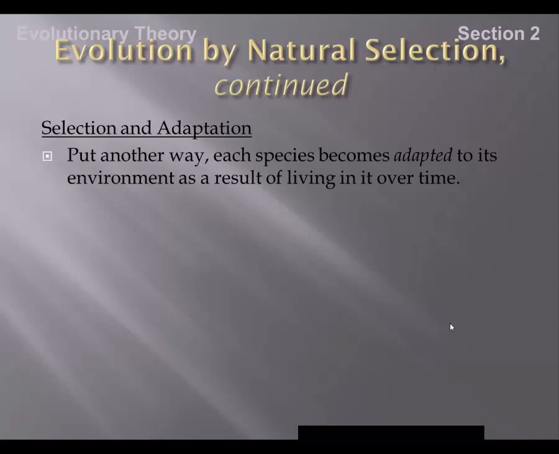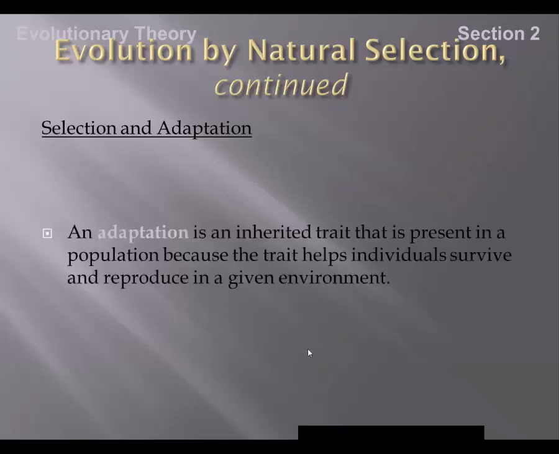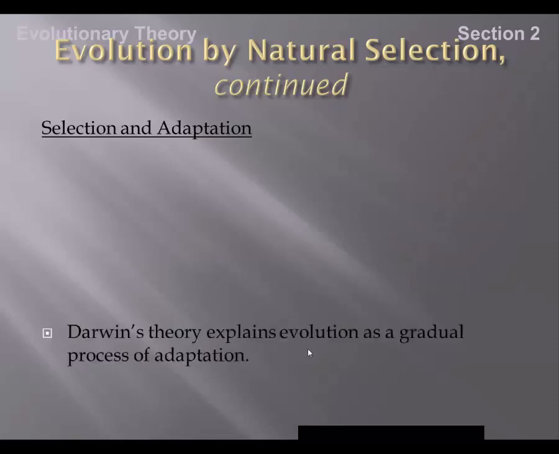So each species becomes adapted to its environment as a result of living in it over a long period of time. And adaptation is an inherited trait that is present in a population because the trait helps individuals survive and reproduce in a given environment. Darwin's theory explains evolution as a gradual process of adaptation.